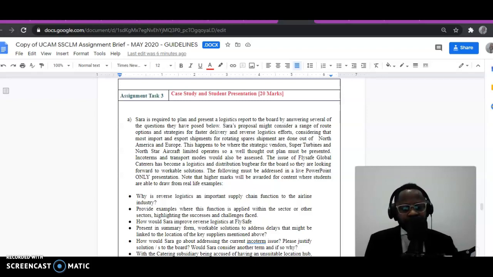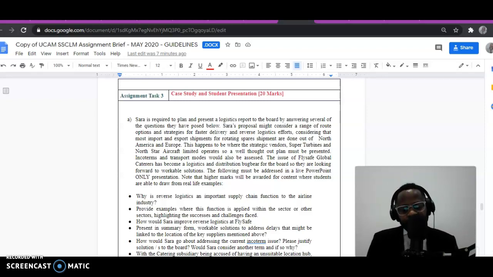How would Sarah go about addressing the current Incoterm issue? Note that in the case, the main company, the parent company if you want to call it, FlySafe currently has an FCA arrangement with the two major providers, right? And they have indicated that they are no longer interested in that arrangement, right? So if you're familiar with FCA, that particular Incoterm, the supplier would get involved. The supplier will prepare the goods for shipment and get it to the nearest carrier, right? So how are you going to address that issue?